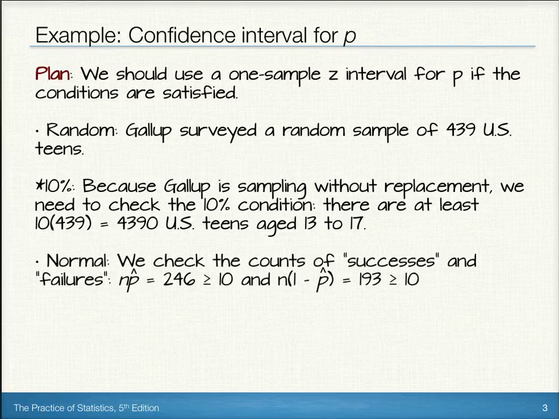Finally, we need to check our normality condition, or our large counts condition. We check that the counts of successes and failures are both greater than 10. In this case, the number of successes, n times p hat, was 246. That's greater than 10. And n times 1 minus p hat, or the number of failures, 193, is also greater than 10, so this condition is met.